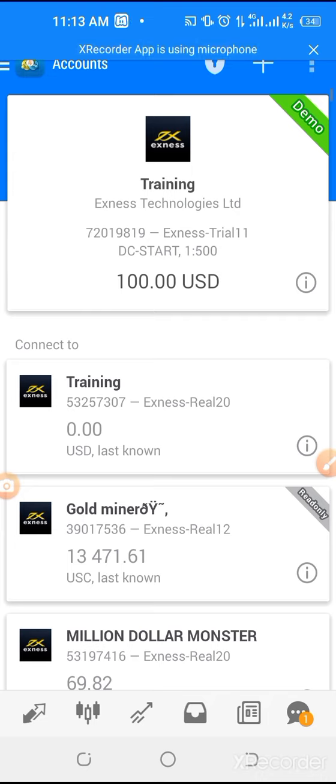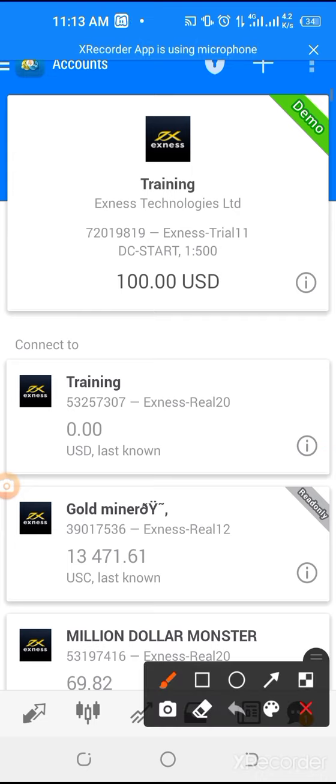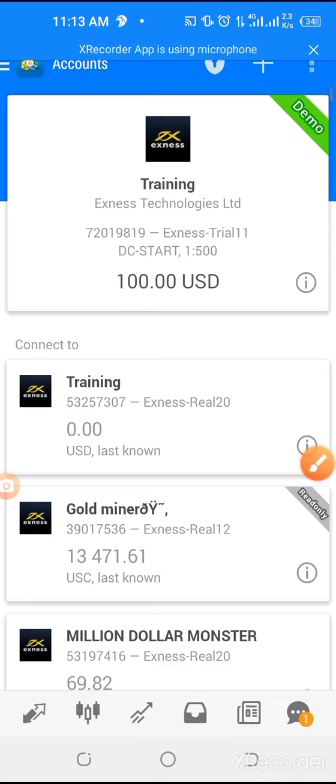Now, I've already shown you how to log in your trade account into your MT4, and you can check that video within this channel. That video has to do with how to log in your trade account using your trader's password and your investor's login details. All right, so let's look at other features that are very important.